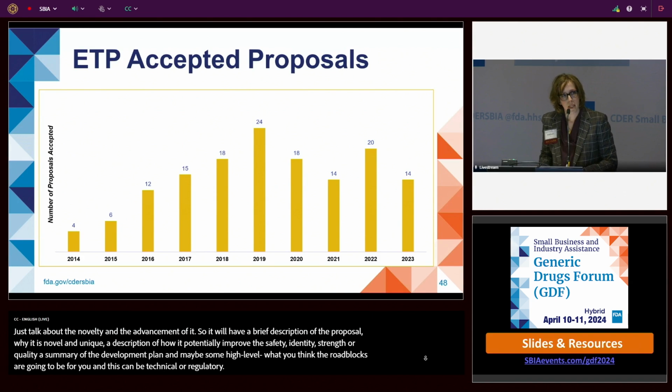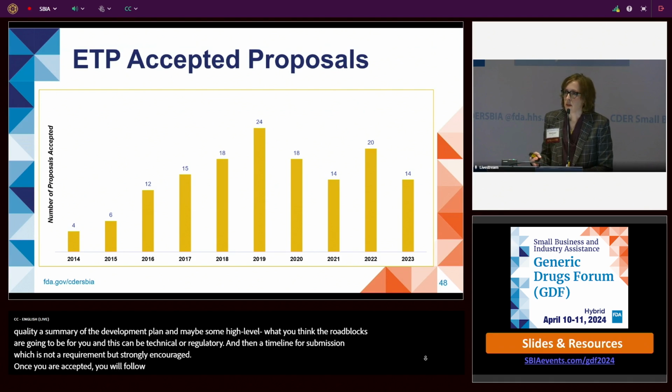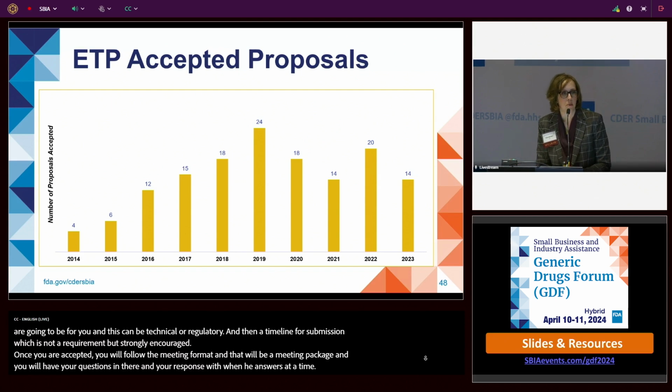And then once you're accepted, you'll follow the Type C meeting format, and that would be a meeting package, and you'll have your questions in there, and we will respond with written answers ahead of time and then have a meeting with you. So just wanted to give you some metrics of the accepted proposals over time.